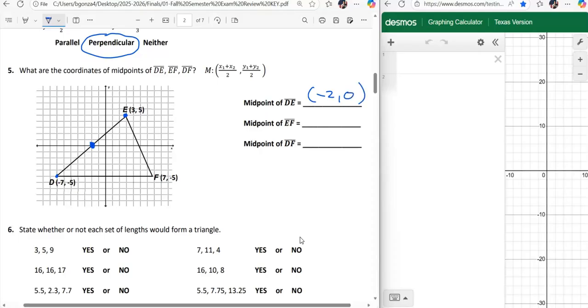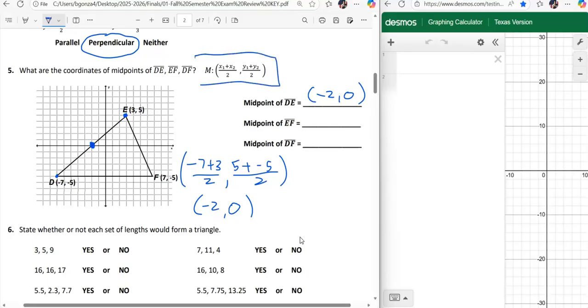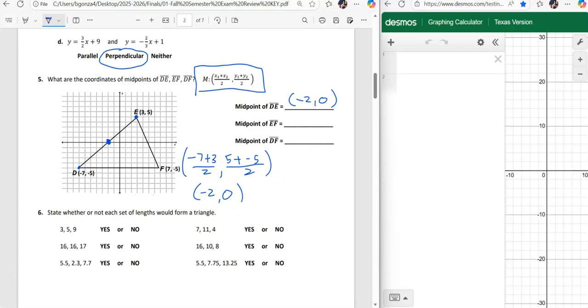Now, the other way you could have done this is you add up the x's, negative 7 plus 3, divided by 2, and you add up the y's, 5 plus negative 5, over 2. This gives you negative 4 divided by 2, which is negative 2. This gives you 0 divided by 2, which is 0. Boom. Whether you use the midpoint formula or you just intuitively cut it in half, either way. So let's just use the midpoint formula for the rest of these so we can be consistent.